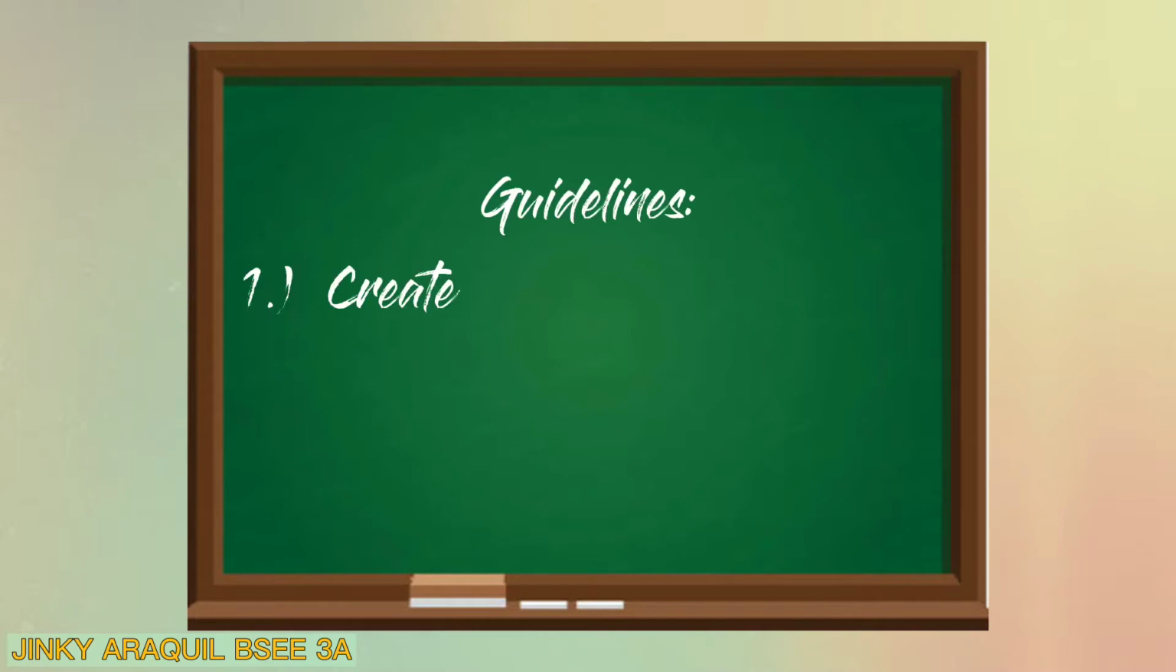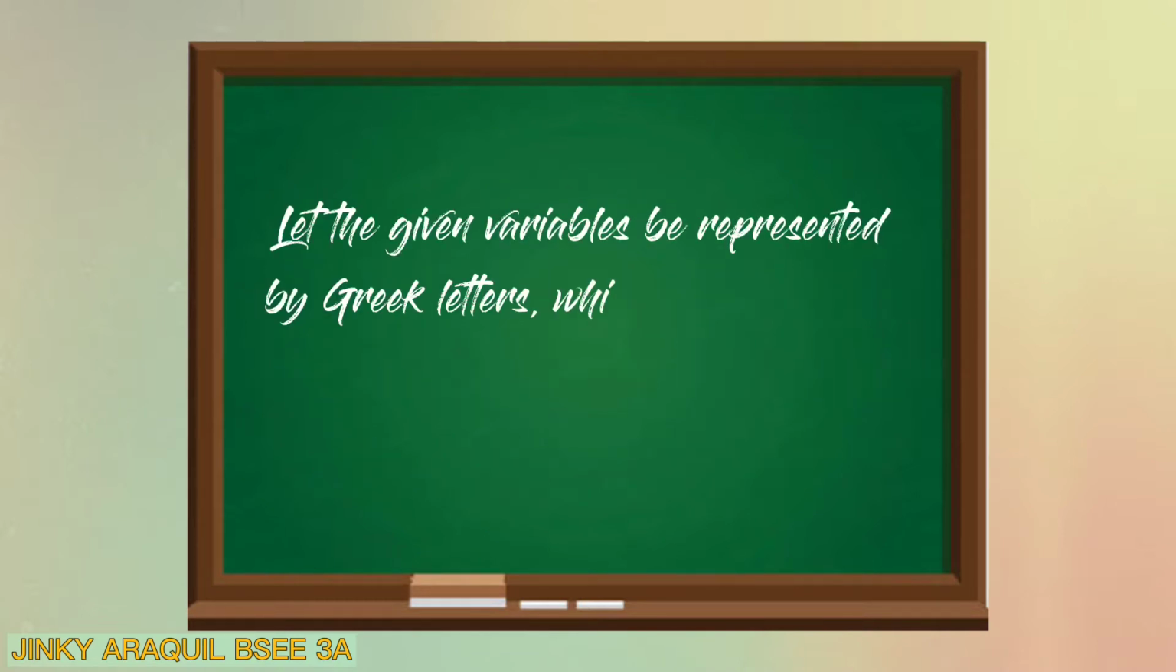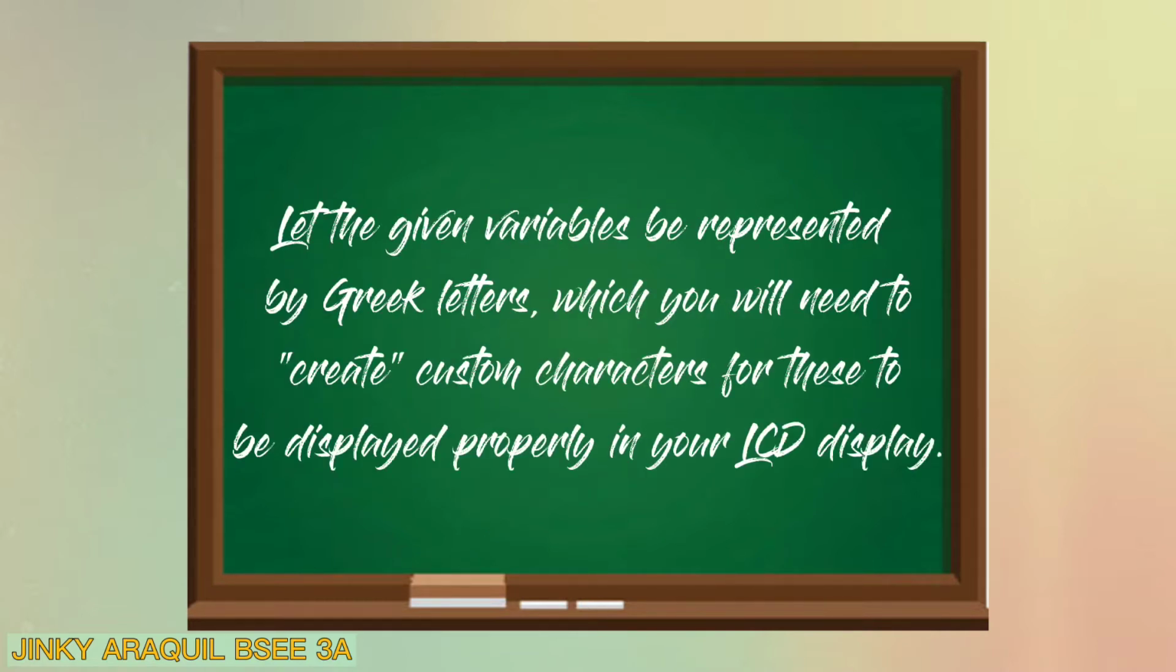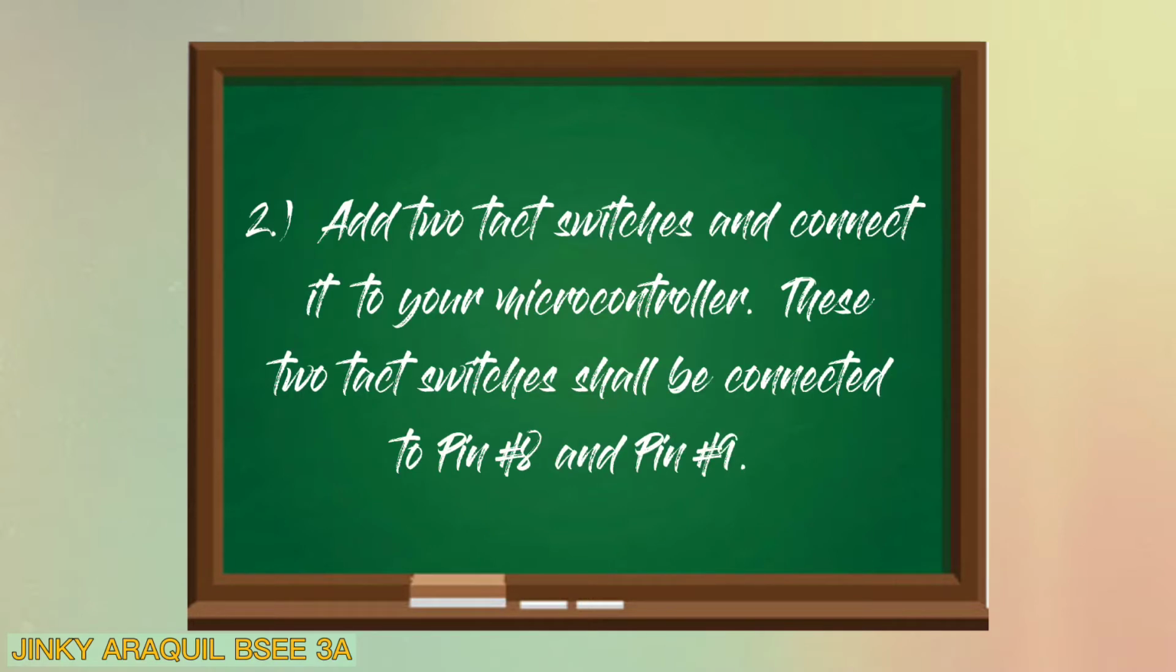Here are the guidelines. First, create a simple physics or math problem that involves calculations with at least 3 variables. Let the given variables be presented by Greek letters, which you will need to create custom characters for, to be displayed properly on your LCD display. Add 2 tact switches and connect them to your microcontroller. These 2 tact switches shall be connected to pin number 8 and pin number 9.